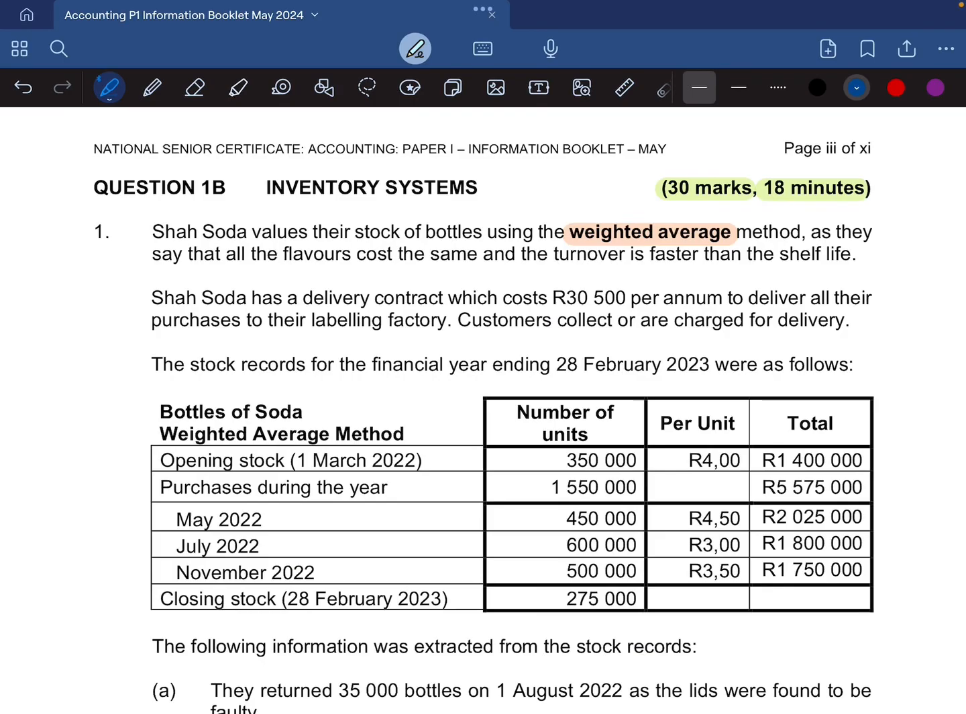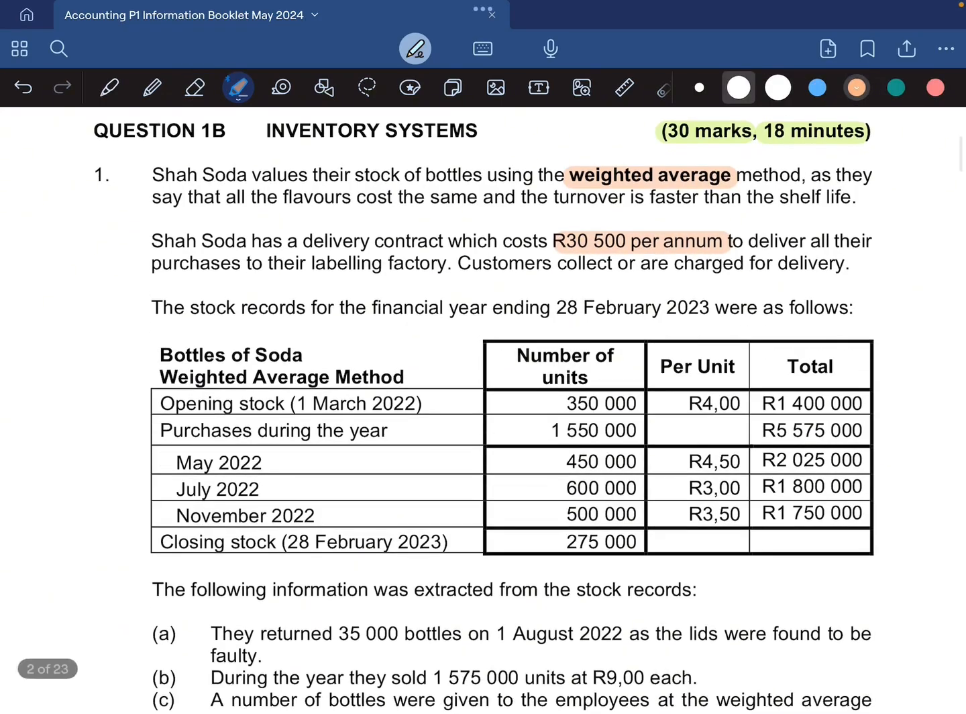So Shahar Soda has a delivery contract which costs 30,500 per annum to deliver all their purchases to their labeling factory. So this is what we would call the carriage fees or the delivery fees, right? This is part of the cost of inventory, or it will form part of the value for inventory. So this is carriage or delivery fees. Okay, let's just highlight.